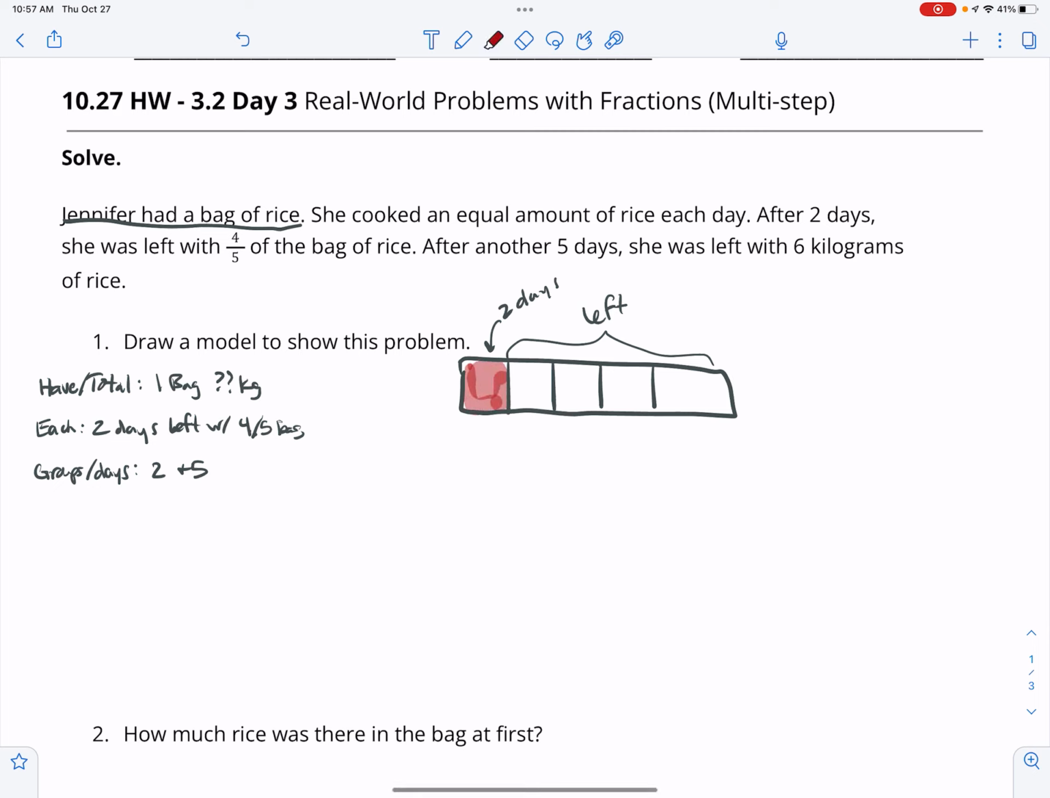So first, before we can get too far into this, we are going to have to see, can we figure out, since 5 is odd and 2 is even, if this was after another 6 days, it would be really easy. We could just shade in another 3 more of those fifths, because it looks like in 2 days, Jen used 1/5 of the bag. And so that means in 4 days, she's going to use 2/5.